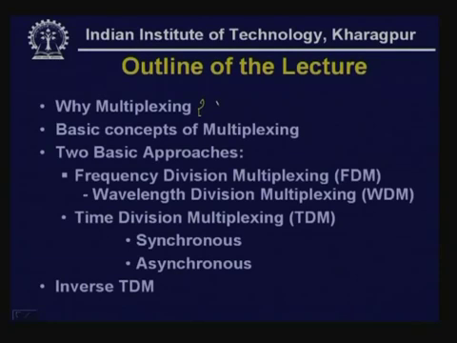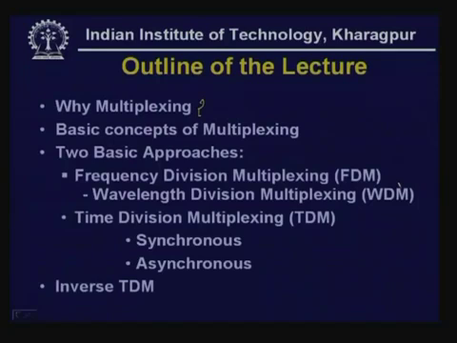One variation of this frequency division multiplexing is wavelength division multiplexing, which is used in the context of optical communication. Whenever we send optical signal through optical fiber, light signal through optical fiber, then we call it wavelength division multiplexing, although basically it is the same as frequency division multiplexing.